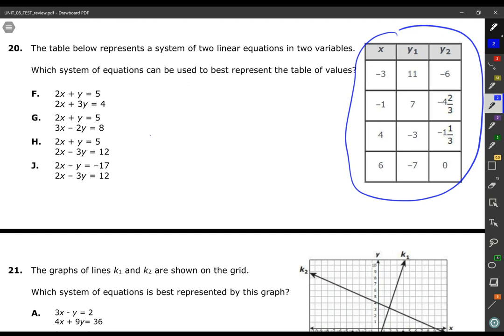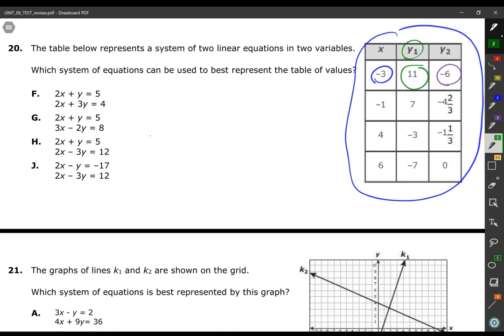But if you're not going to rearrange it, the other way to do this is to substitute in. So this is your x value for both equations, but they have different y values. Okay, so if I use this y1, it always has to be talking about the first one. They're going to keep it in the correct order.